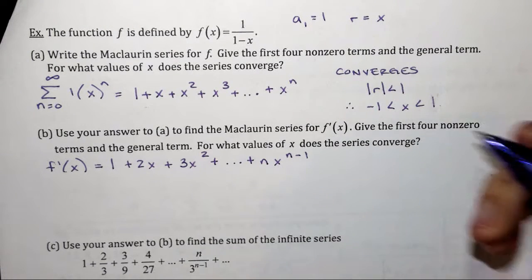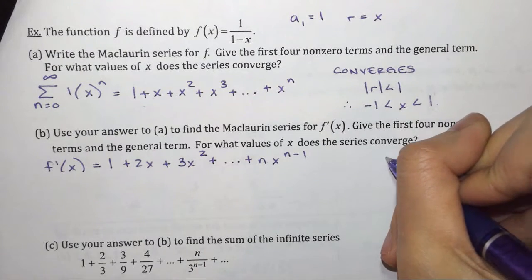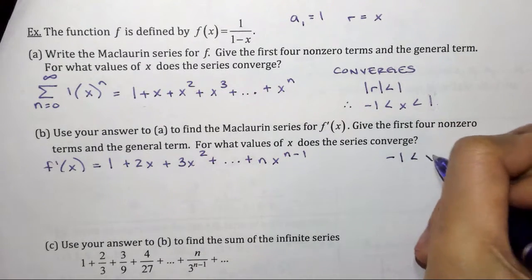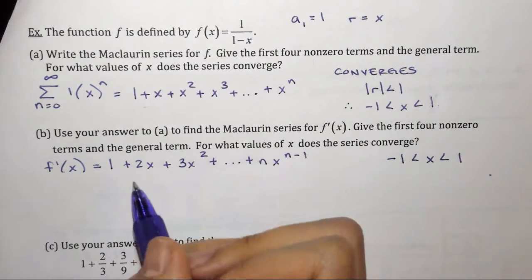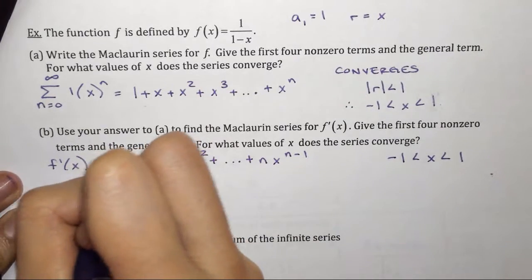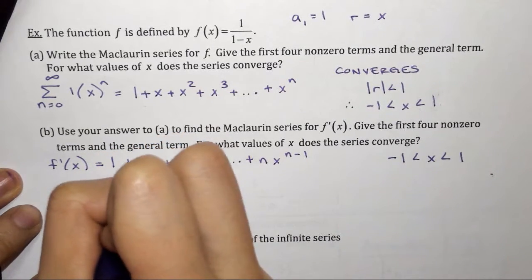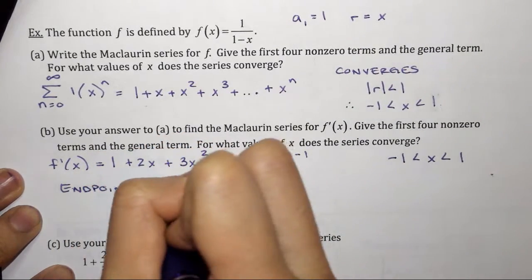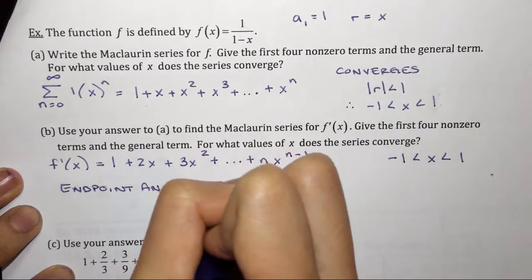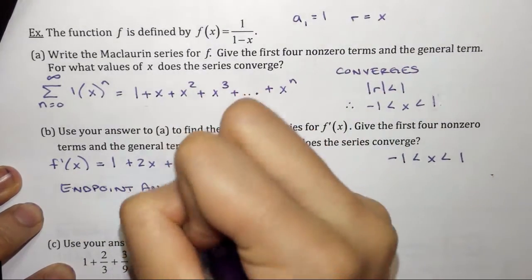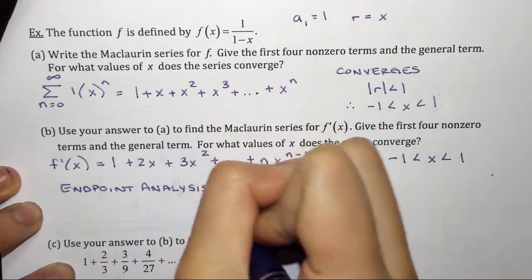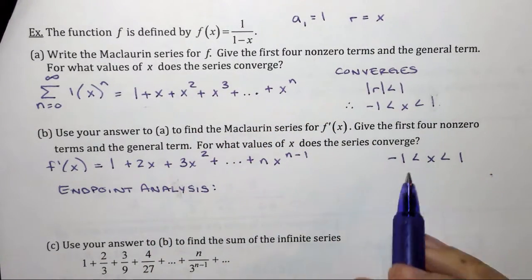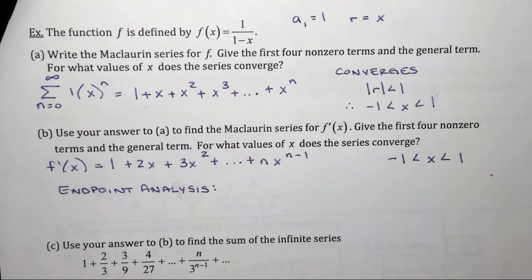It's still going to converge on the same interval. The radius of convergence doesn't change. It's still going to be negative 1 to 1. But since I took the derivative, I'm going to have to do endpoint analysis on the 1 and negative 1, since I took the derivative.